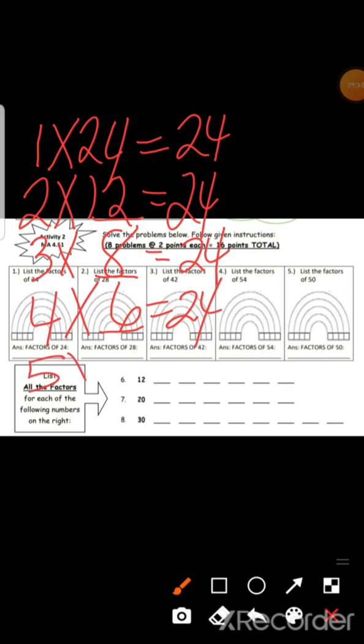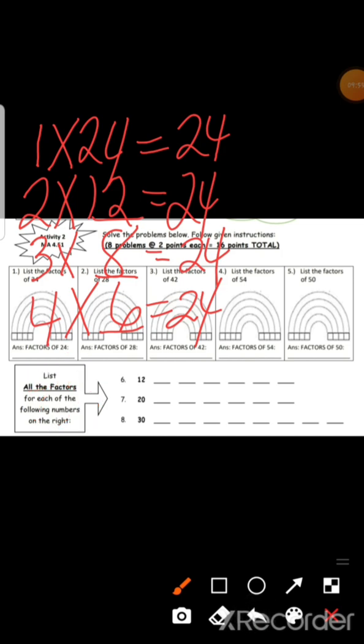Now when I ask myself 5 times what will give me 24, I realize that there is no number. That means that 5 is not a factor of 24. And so I try 6 now. 6 times what? But notice, boys and girls, we already have 6 here, so we are not going to repeat ourselves. That means that we have finished finding the factors of 24.